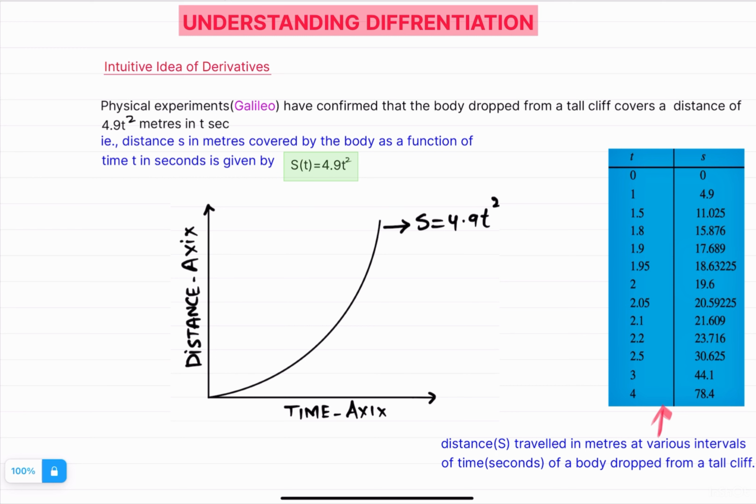Here to the right side, you can see I have made a table for time and distance, where time is in seconds and distance in meters. For different times, we have different distances covered. Here, this is the graph for the time axis and distance axis.